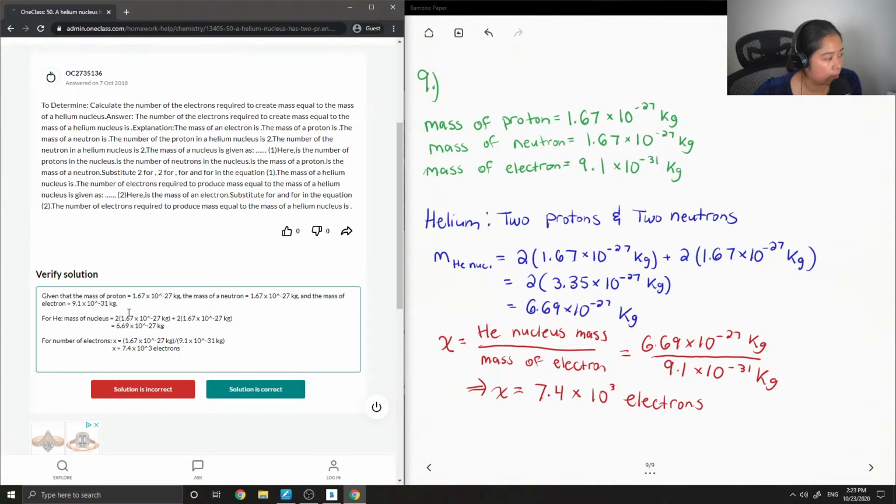Okay, so I said that given that the mass of proton is equal to this, the mass of a neutron is that, and the mass of the electron is 9.1 times 10 to the negative 31. For helium, the mass of the nucleus is 2 times 1.67 times 10 to the negative 27 plus the same thing. And we get the mass of the nucleus. For number of electrons, it is, I think I'm double checking this.